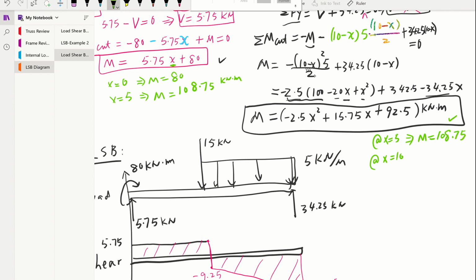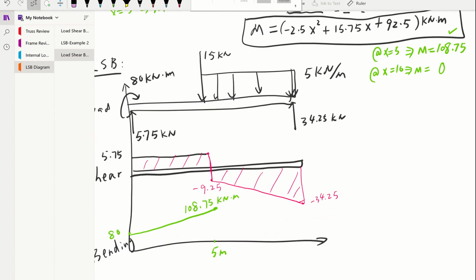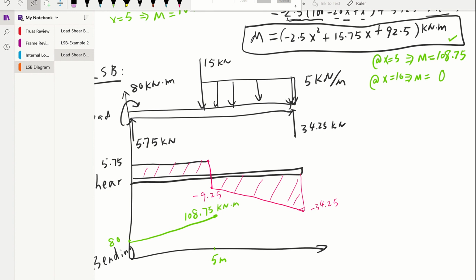108.75. I encourage you to pause the video and to check your calculation. And for the second one, M when x equal to 10, the answer will give us 0. Again, pause and check. So the beginning point happens to be the same point, 108.75. The end point is 0. However, this is not a linear line anymore. This is a quadratic equation.